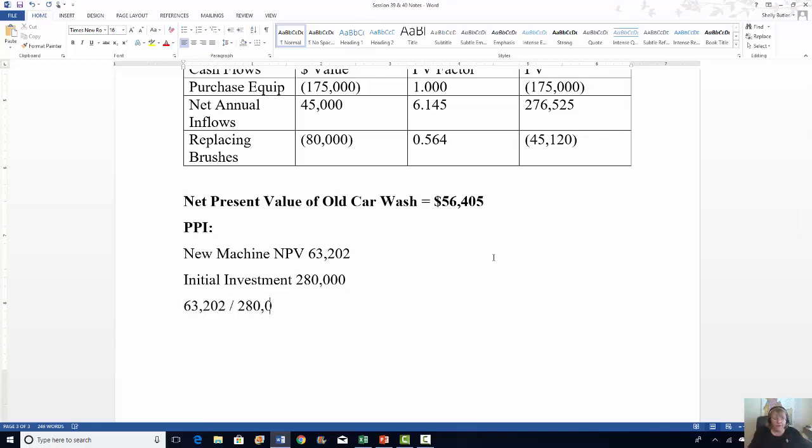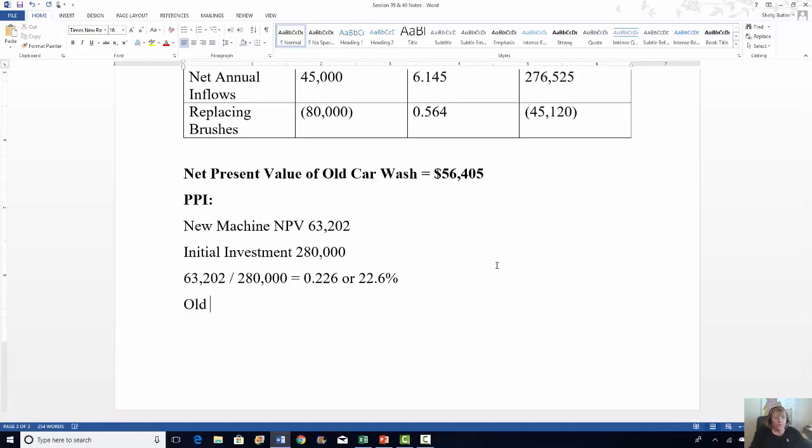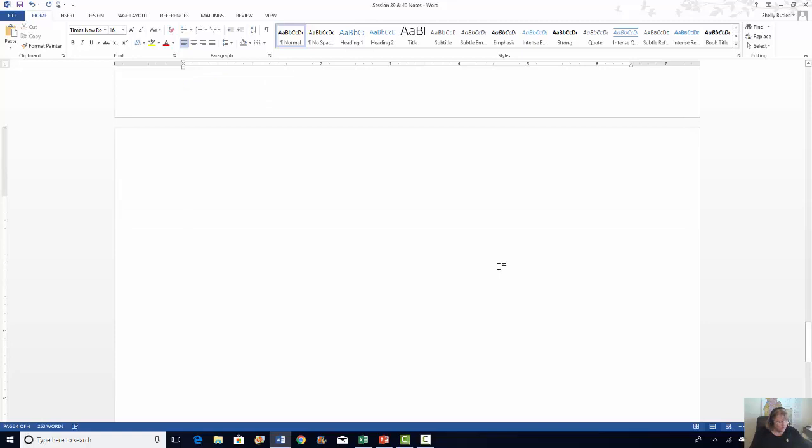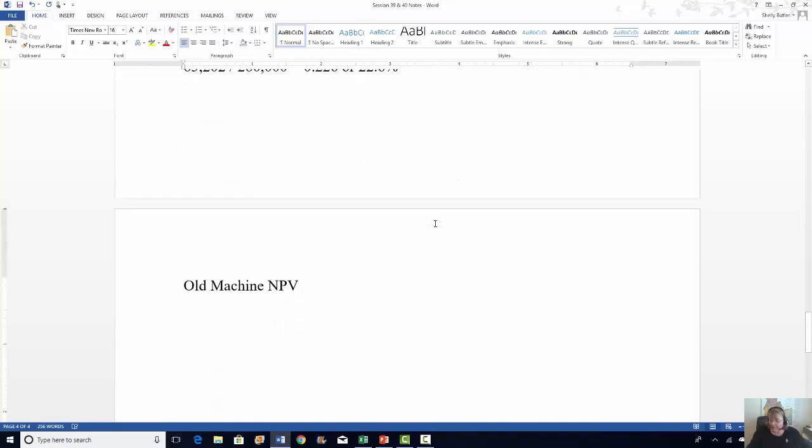So 63,202 divided by 280 is going to give us a PPI of 0.226 or 22.6%. So looking at the old car wash machine, net present value is 56,405.